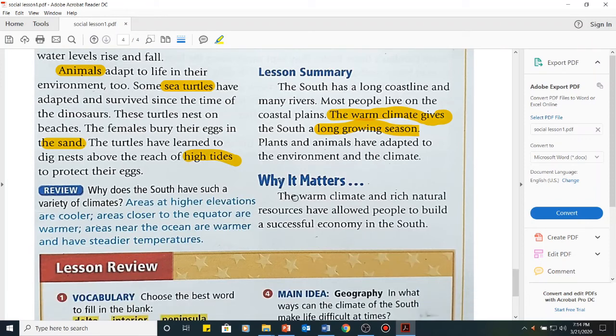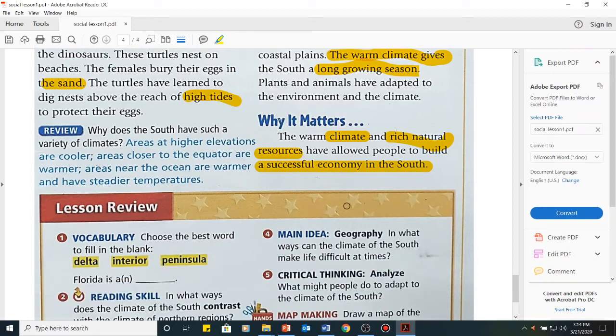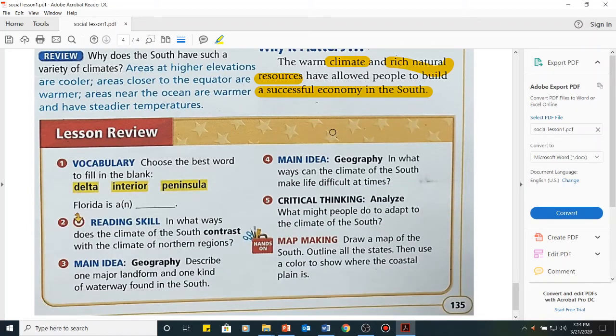Now, why it matters? The warm climate and rich natural resources have allowed people to build a successful economy in the South because of, again, climate and rich natural resources. These people have made big cities and became successful economically in the South. So if you want to read the lesson review, that's it.